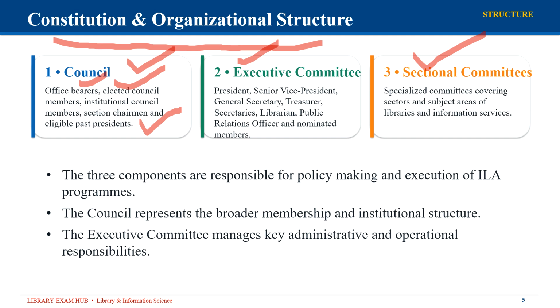The executive committee includes the president, senior vice president, general secretary, treasurer, secretaries, librarian, public relation officer, and nominated members. These are the components of the executive committee. Coming to sectional committees, these are specialized committees covering sectors and subject areas of libraries and information. The council represents the broader membership and institutional structure, and the executive committee manages key administration and operational responsibility.